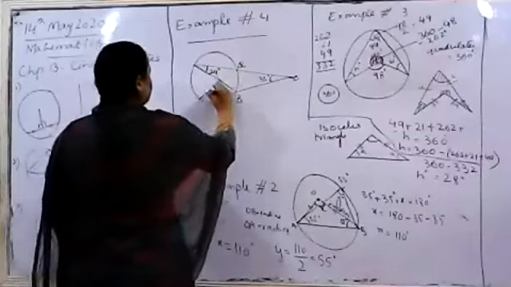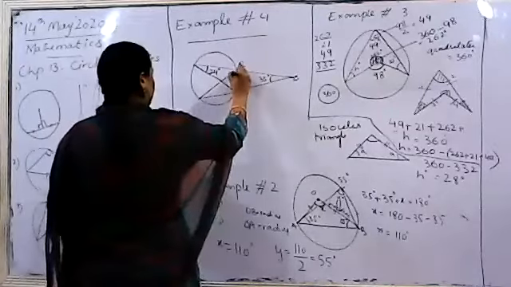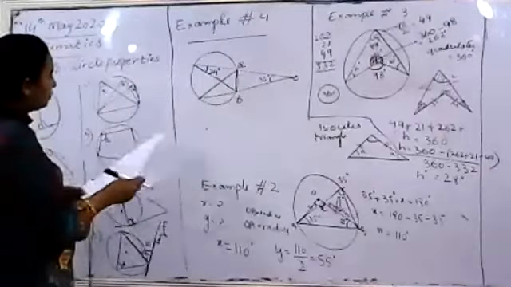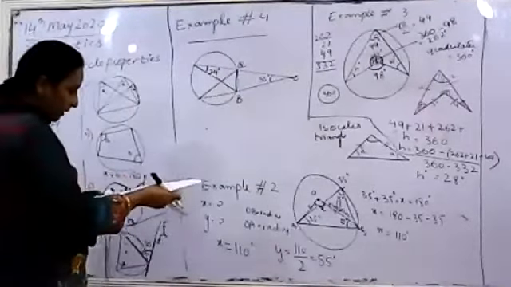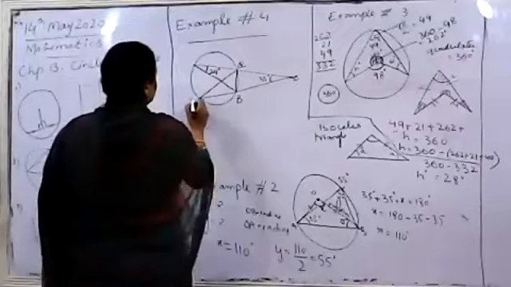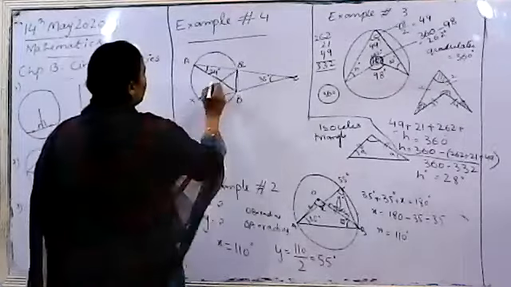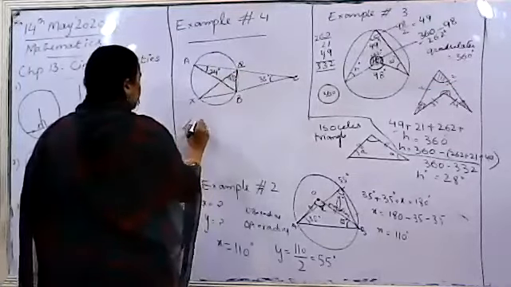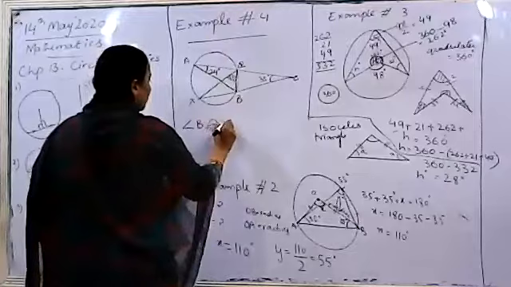And this angle, I don't know. Right, this is my question. And I have to find out B, Q, and X. This is X and this is A. B, Q, X. This angle I have to find out. Angle B, Q, and X.